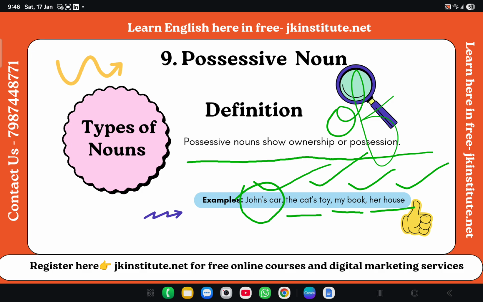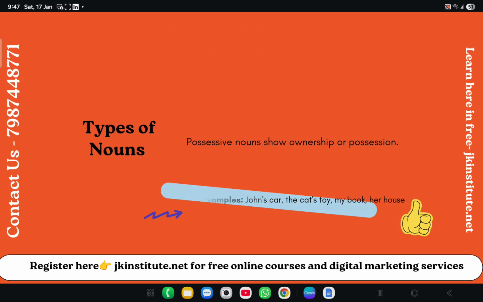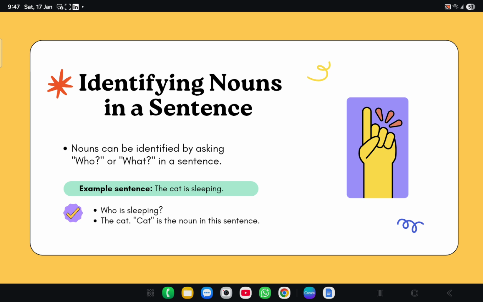Hopefully you understood about all kinds of nouns. Now let's know about singular and plural, it means noun number. Here we will first identify nouns in a sentence, how we can recognize and understand them in the sentences. Let's know about identifying nouns in sentences.